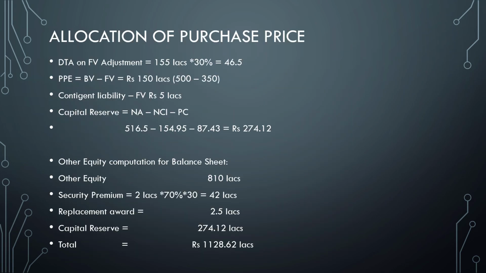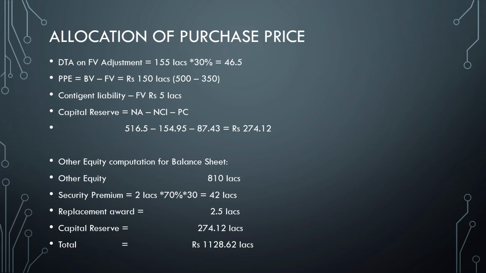Then the contingent liability. This is against Ind AS 37, but here Ind AS 103 overrides Ind AS 37. So the contingent liability will materialize, so that 5 lakhs needs to be recognized. So the DTA on fair value adjustment 155 lakhs will give you 46.5 lakhs, because the tax rate given is 30%. So now next one is, how do I compute capital reserve?